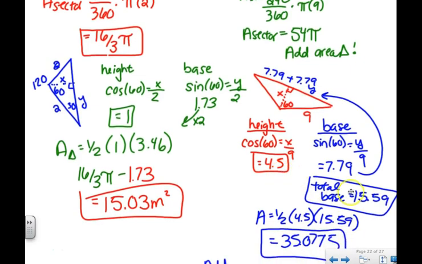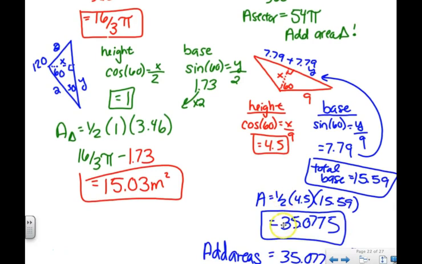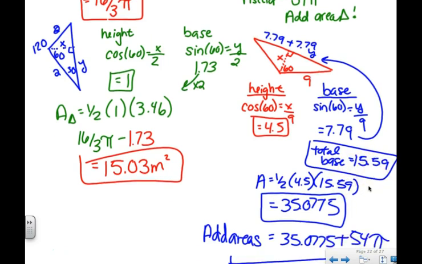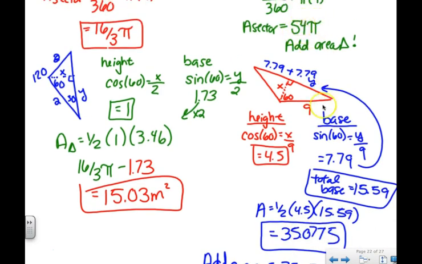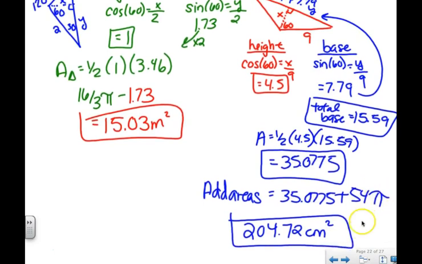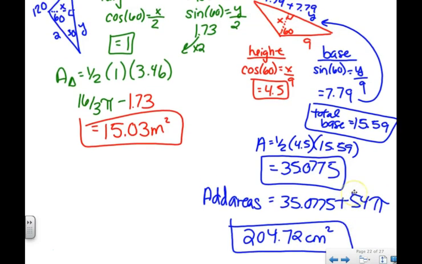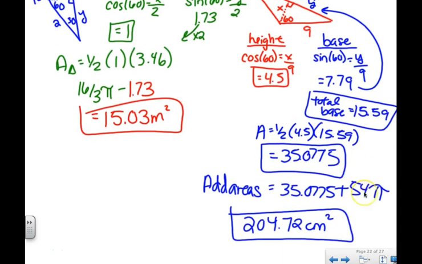So now I can use my height and my base to find the area of the triangle, which I got 35.0775. Now the more decimals you use, the more exact your answer is going to be. So I know we rounded this one, but if you wanted to use the whole decimal, you could. You'd probably get a more exact answer. So now that I found the area of the triangle, I've got the area of the sector. I'm going to add them two together down here to get a total of 204.72 centimeters squared for the area of that shaded section.